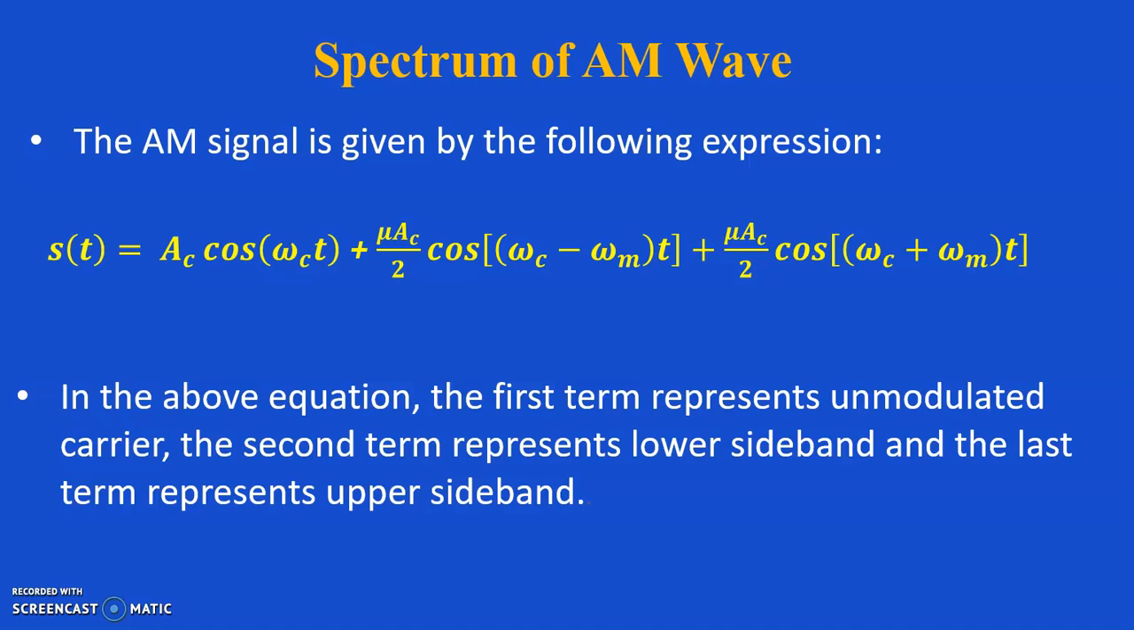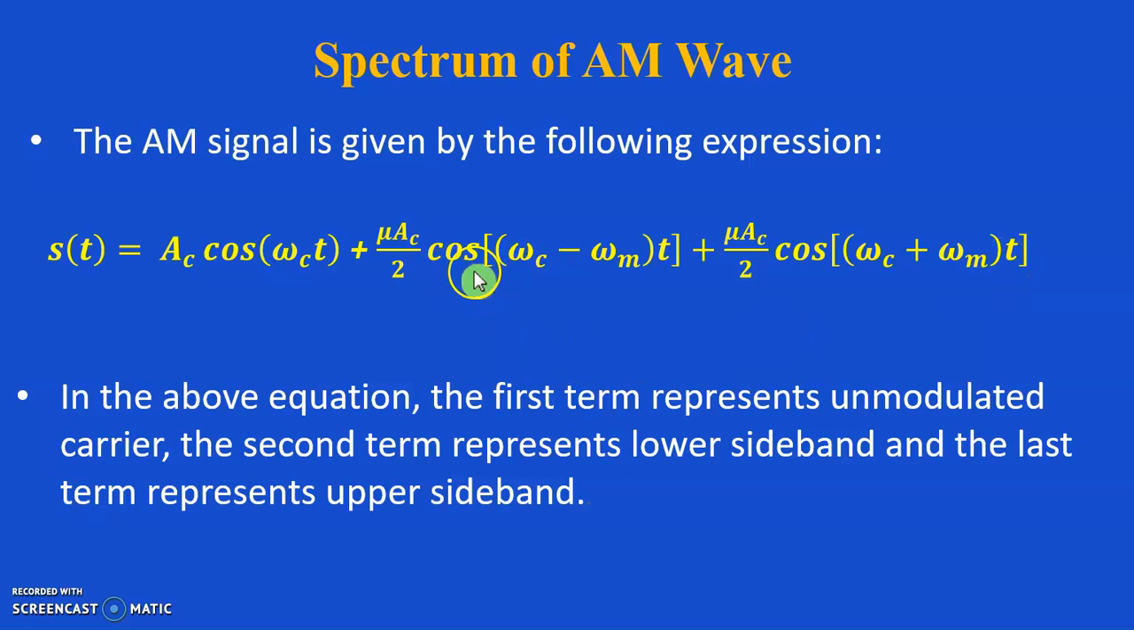In this video, I will explain the spectrum of AM wave. As we have seen from the previous video, the AM signal can be expressed as follows. S(t) is equal to Ac cos(ωc t) plus μAc/2 cos((ωc − ωm)t) plus μAc/2 cos((ωc + ωm)t).